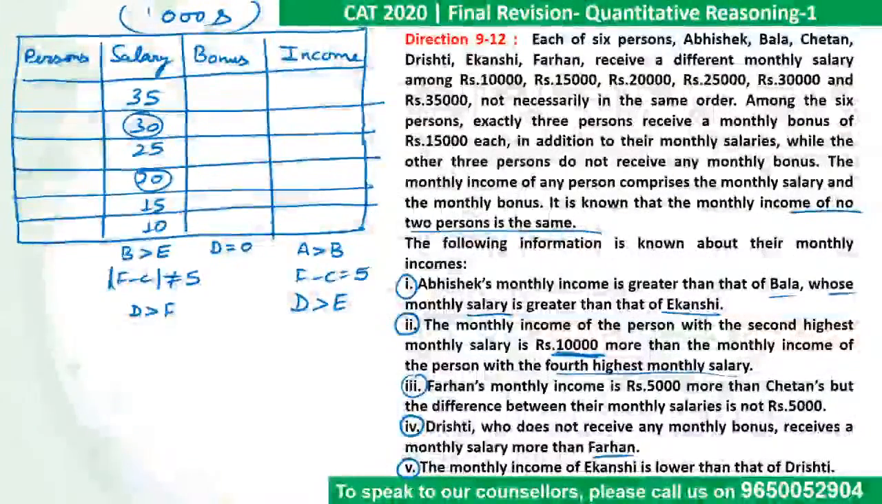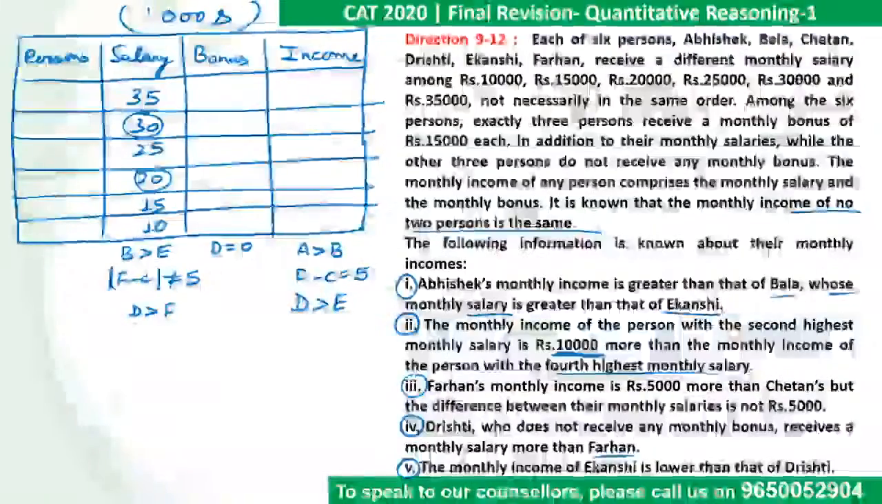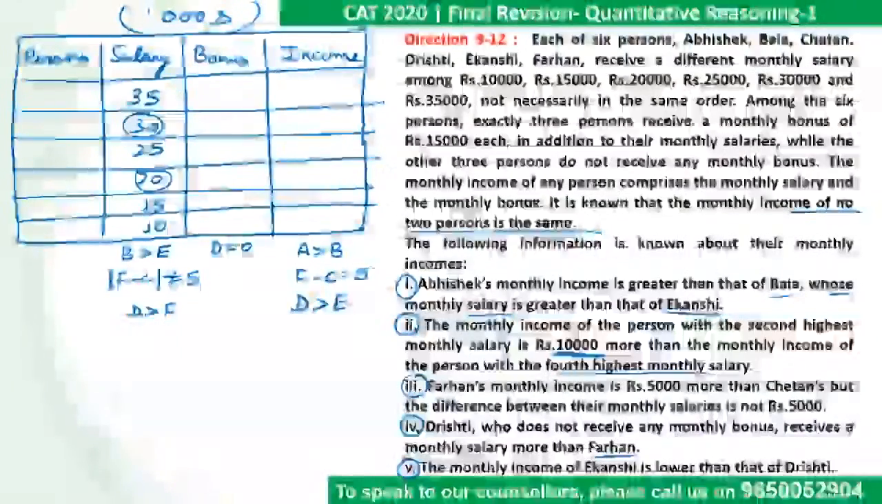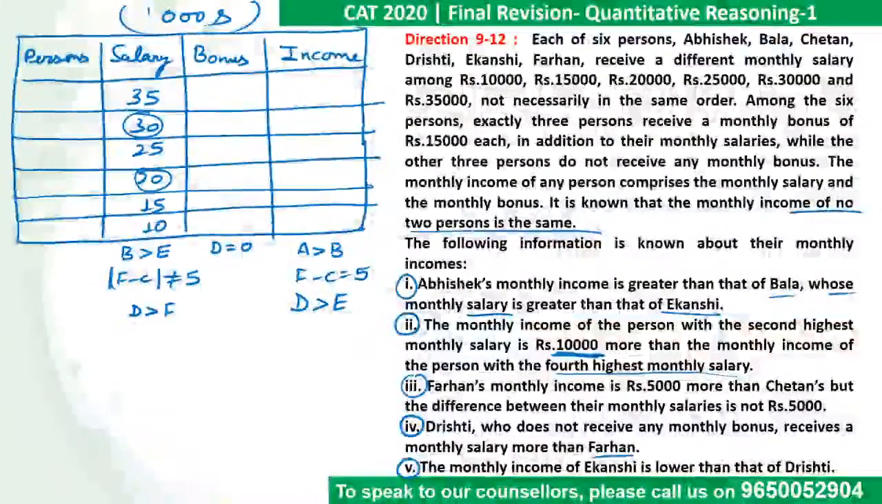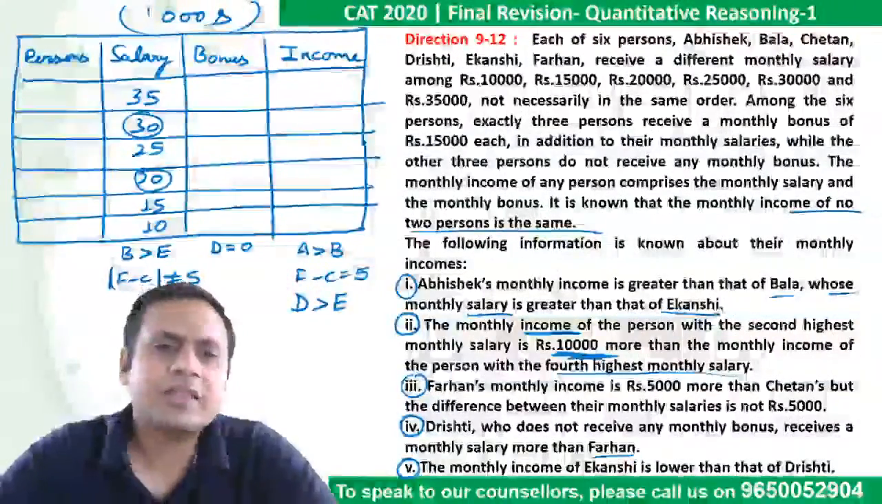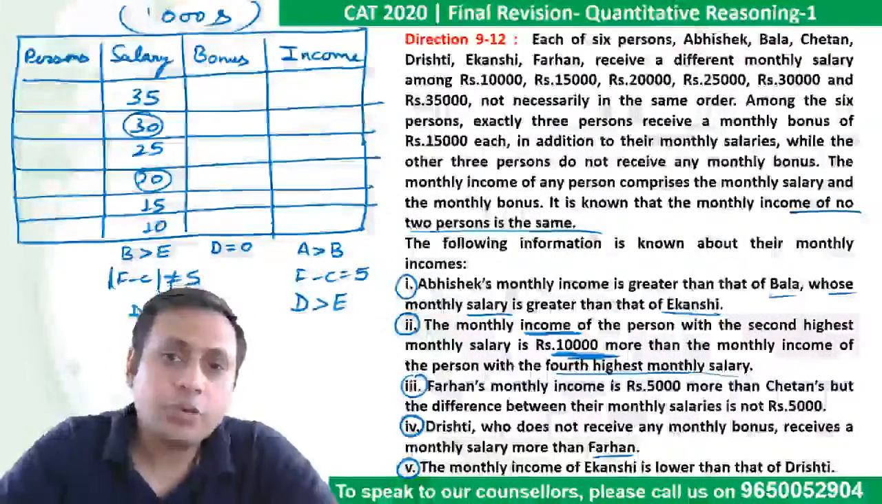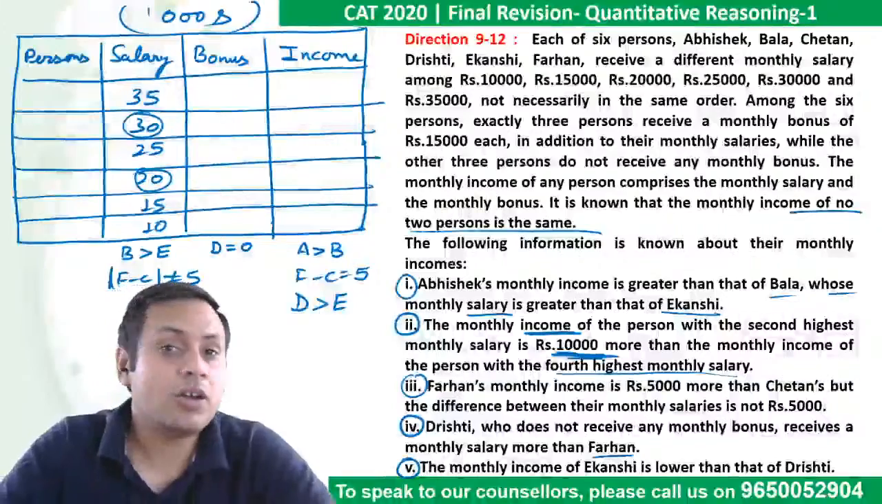So can I say they must have received same amount of bonus? The difference in salaries is 10,000. Difference in income should also be 10,000 from point number 2. So their bonus must be same. And if their bonus must be same, can I say one thing? Either both of them got the bonus of 15,000 or both of them did not get the bonus.